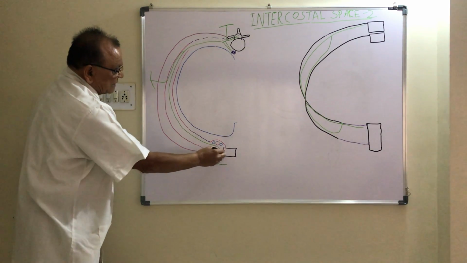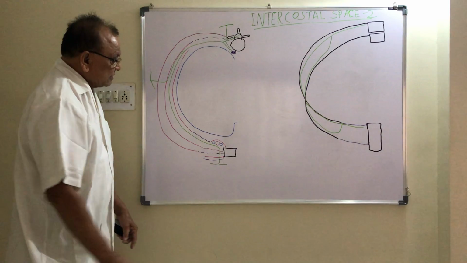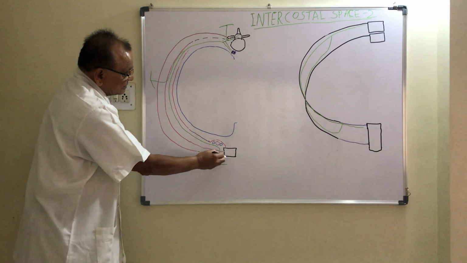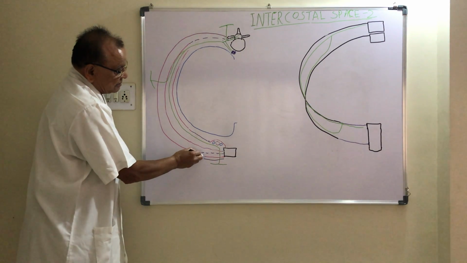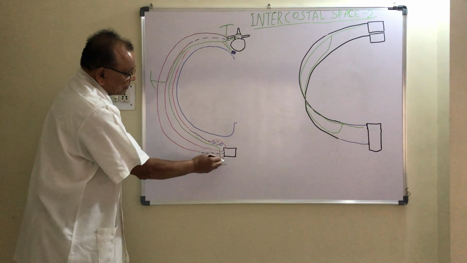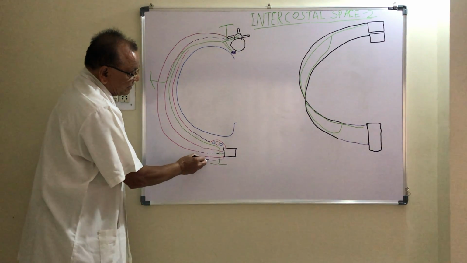Now here anteriorly, this is the section of the pectoral region. In front of the external intercostal membrane, this is the pectoralis major muscle. Anterior to it, this is the pectoral fascia or deep fascia of the pectoral region.